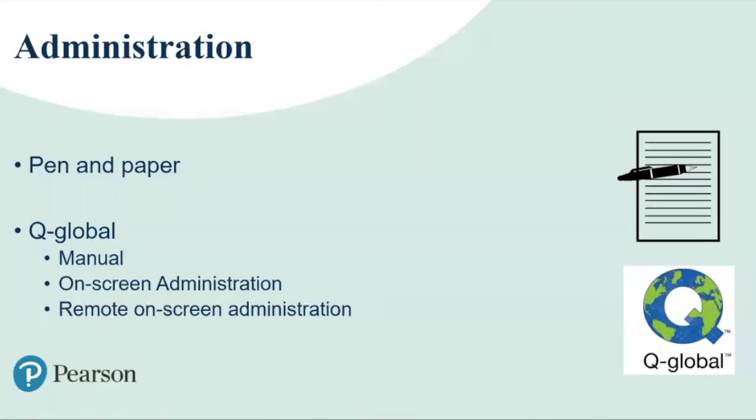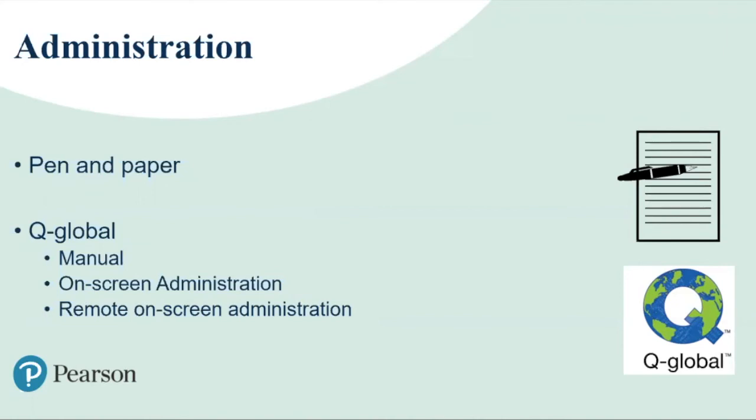So now on to the administration in a little bit more detail. As already mentioned, all of the Beck assessments are available to be administered in pen and paper format, and all of the assessments, except for the Beck Depression Inventory Fast Screen, are available for online administration and scoring on Q Global. And you have the option for manual entry for scoring, on-screen administration, or remote on-screen administration.